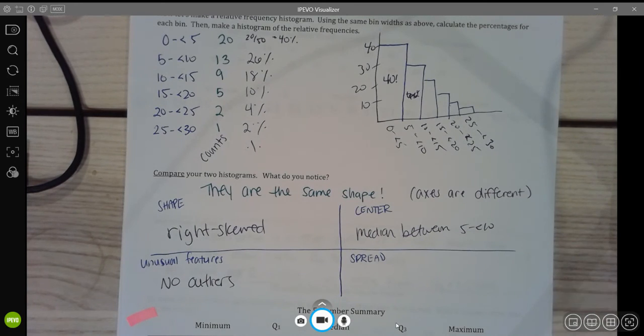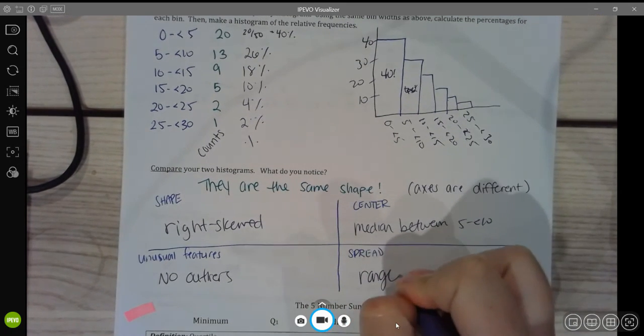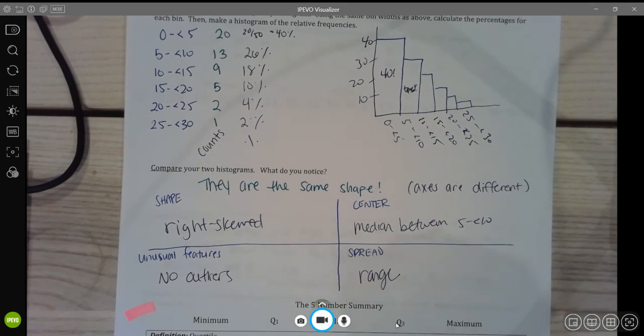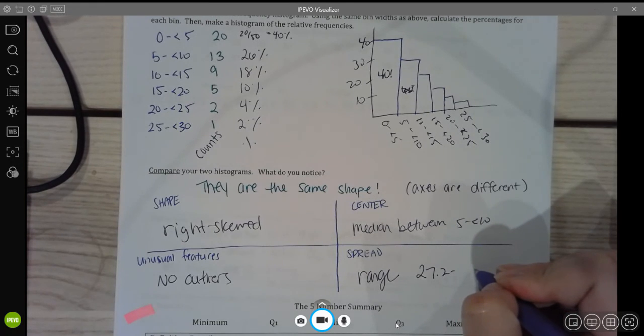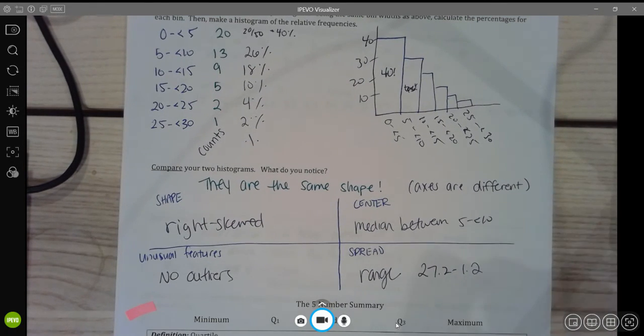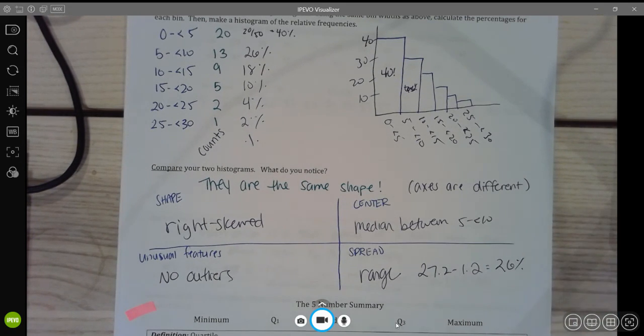Okay. And then the spread, we do have those actual numbers. So let's figure out the range. The range goes from, oh boy, California was 27.2 and West Virginia was 1.2. So my range would be 26%. Remember, the range is an actual number, not the range of values. So that is a frequency histogram and a relative frequency histogram, and then kind of seeing the comparison between those two things.